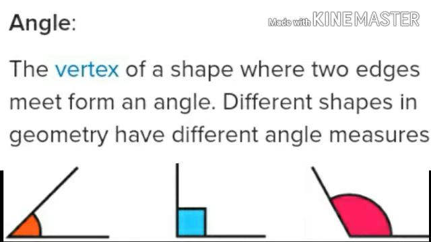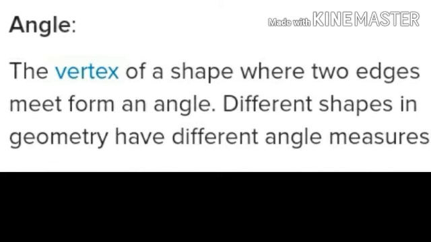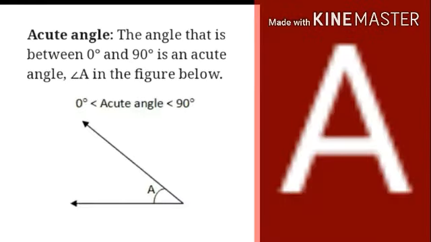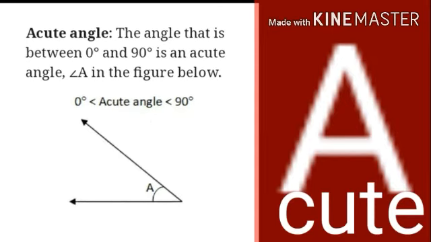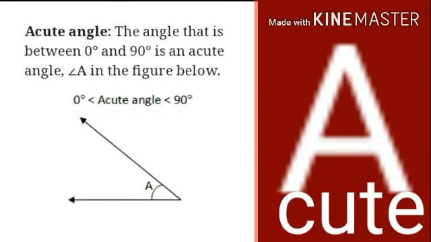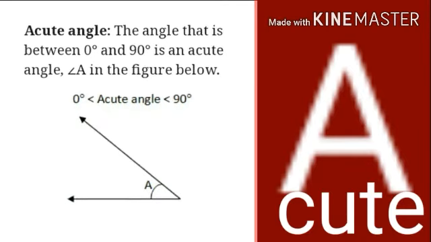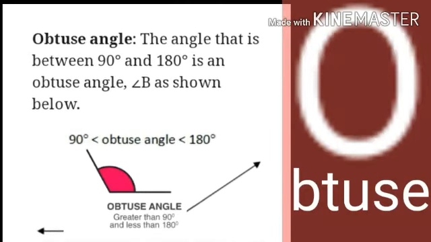Angles. The vertex of a shape where two edges meet forms an angle. Different shapes in geometry have different angle measures. Acute angle. The angle that is between 0 and 90 degrees is an acute angle. Obtuse angle. The angle that is between 90 degrees and 180 degrees is an obtuse angle.